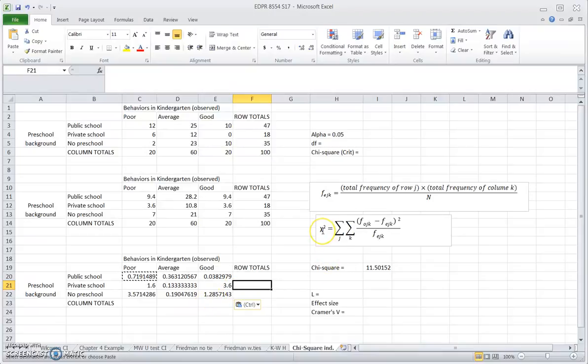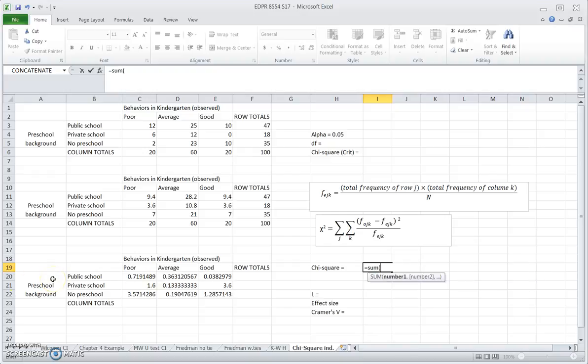Then the chi-square value we're looking for is the sum of the 9 values in the table. So we have an observed chi-square of 11.50. Next, we're going to look up the critical chi-square in table B2. So we need to know the alpha value. We're going to use alpha equals 0.05.